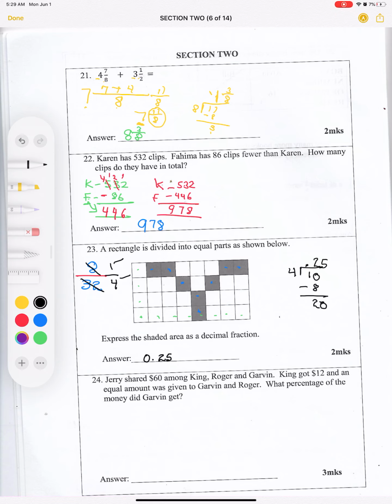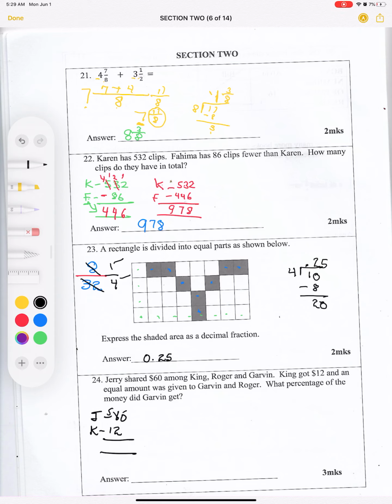Jerry shared $60 among King, Roger, and Gavin. King got $12 and an equal amount was given to Gavin and Roger. What percentage of the money did Gavin get? So first of all, Jerry had $60 and he gave King $12. So King got $12. Does Jerry still have $60? No. Jerry has $60 minus $12.